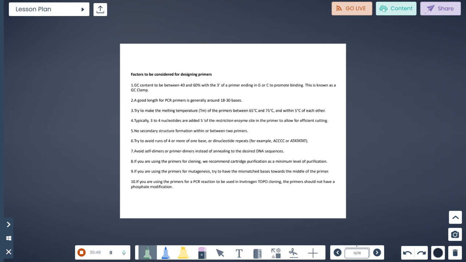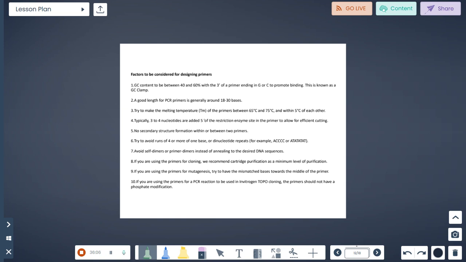And suppose when you are designing a primer, you are not able to keep a TM equal for the forward primer and the reverse primer. If you are not able to set an equal TM, the difference should not be more than 5 degrees centigrade.